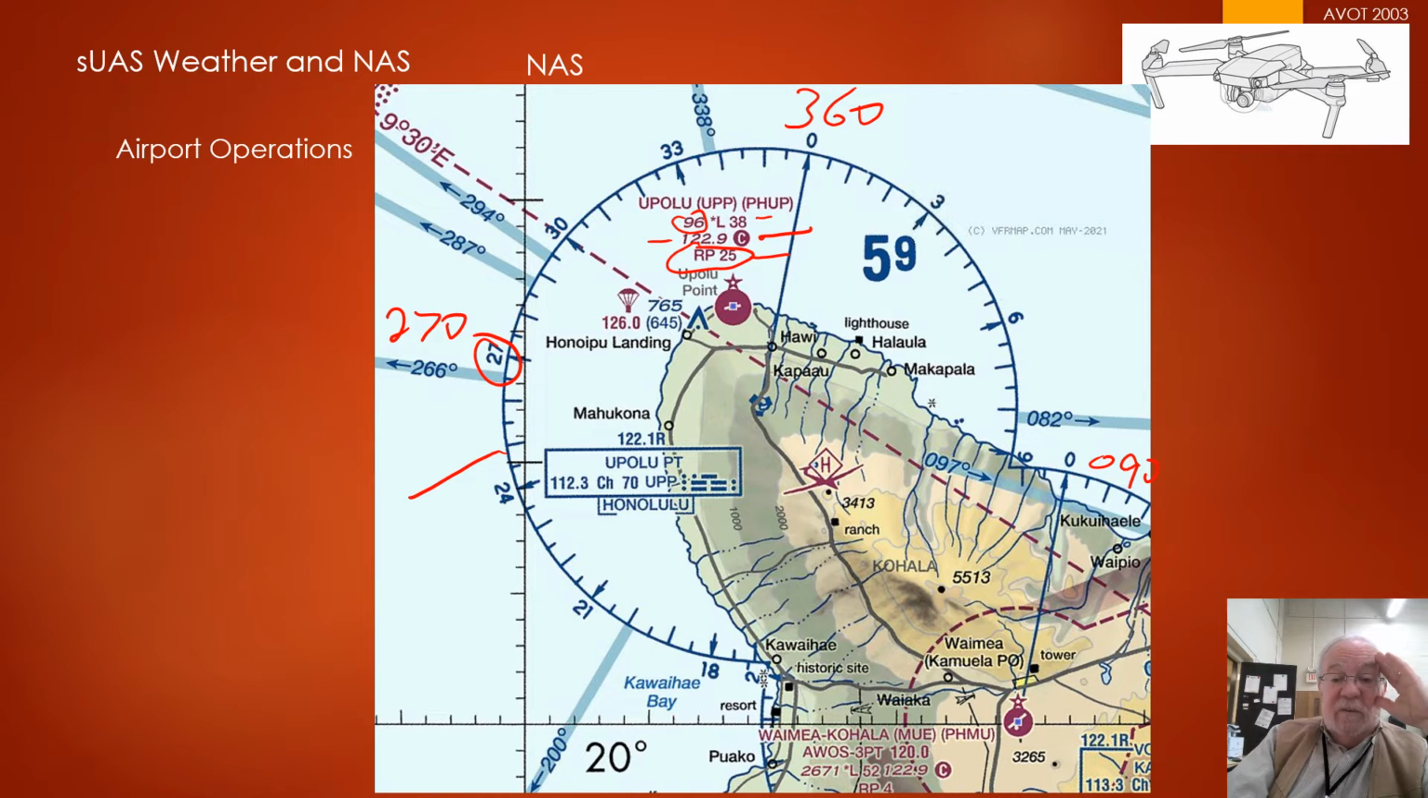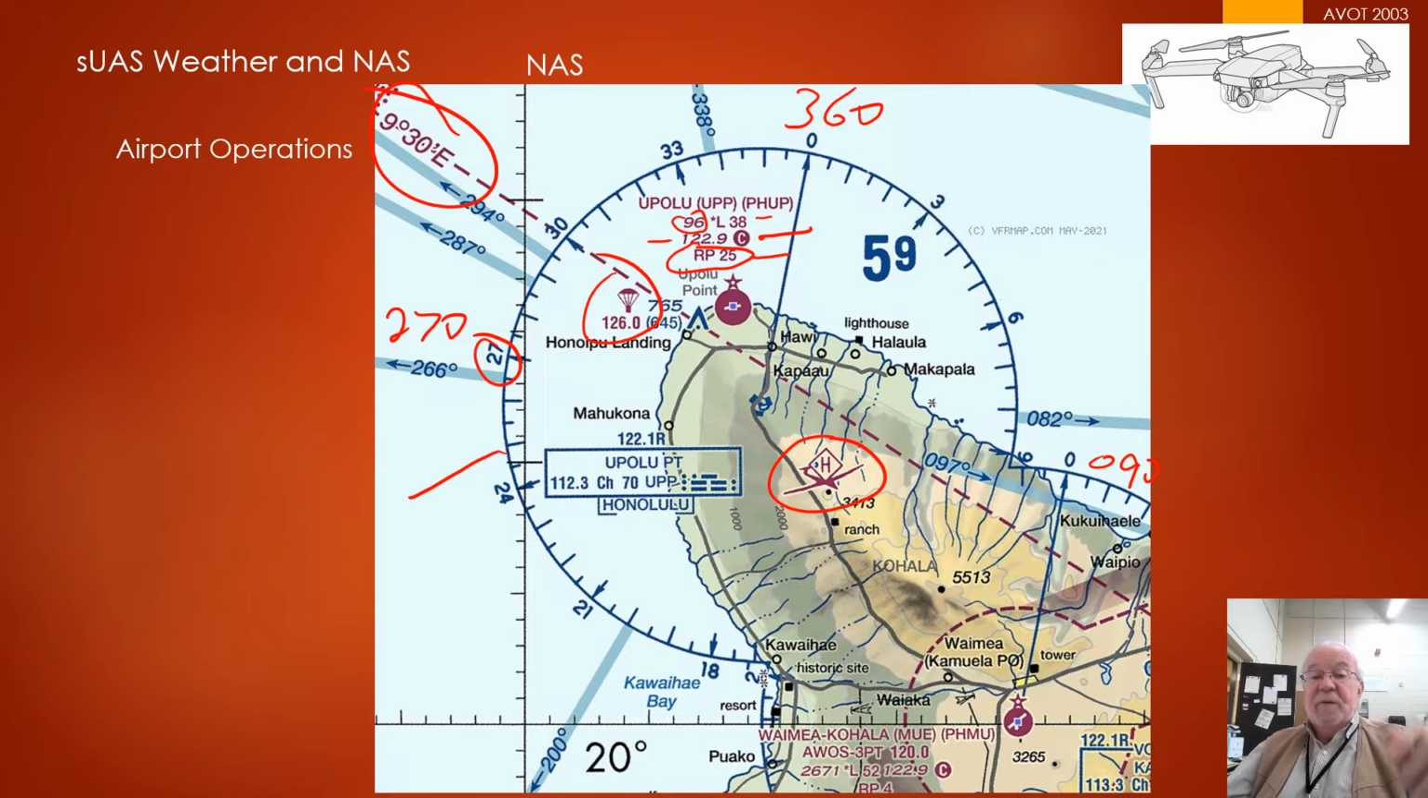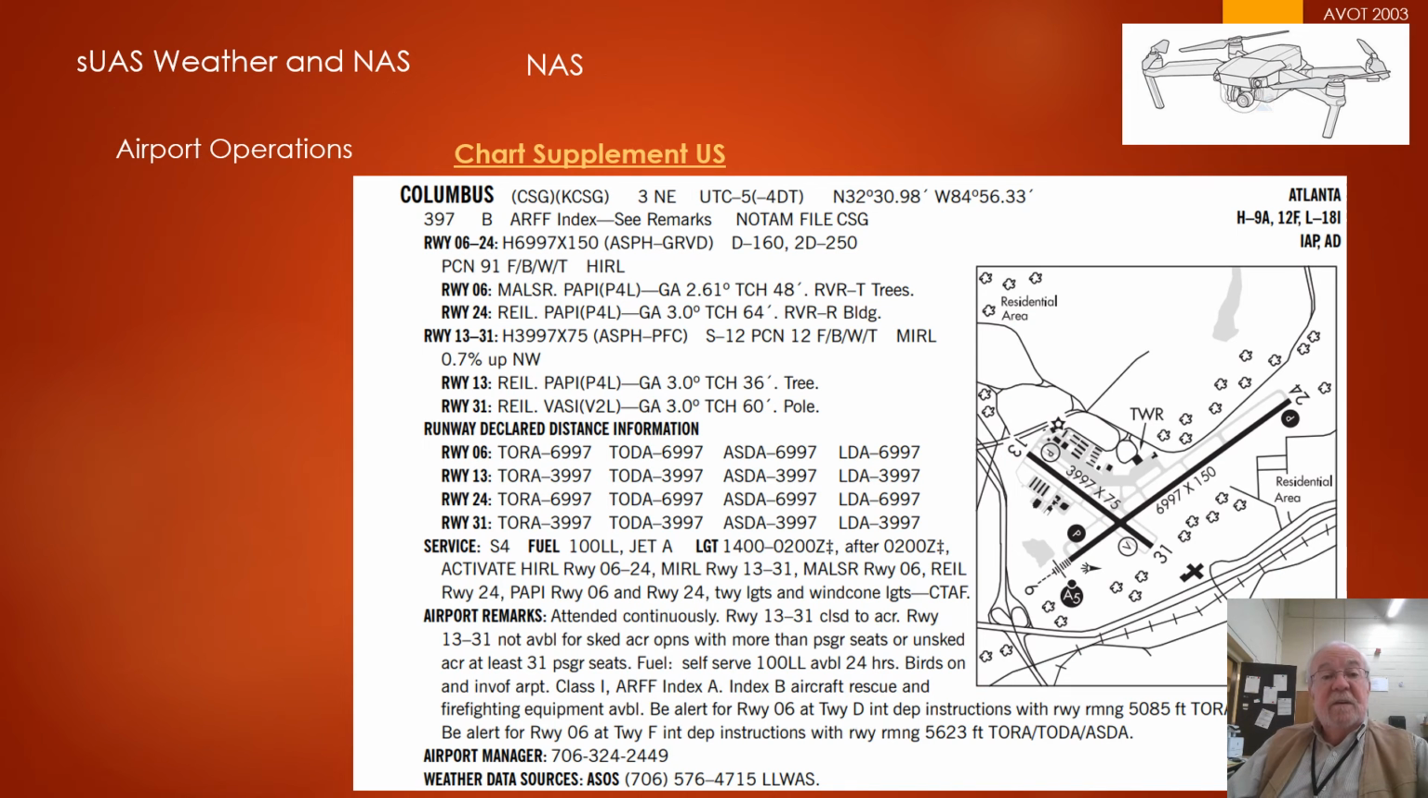A lot of interesting details in this chart. Notice the magnetic variation. Gliders here, parachuters here. All right, so any other information that I wanted to point out? No. Okay, next slide. Here's another place, Columbus, Georgia, as a matter of fact.